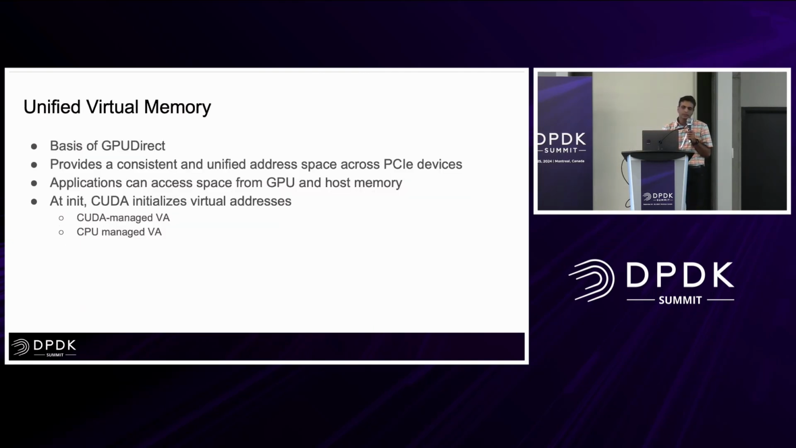I don't want to spend a whole lot of time on this because, as I said, there is a good amount of literature out there when you search for this. But this essentially provides a unified address space across all the PCI devices, and this is where the CUDA layer initializes and tries to allocate the memory, which is essentially used for putting the data in the GPU. The applications can access this memory depending on how it's actually provided.